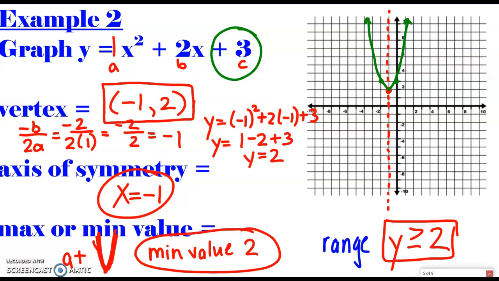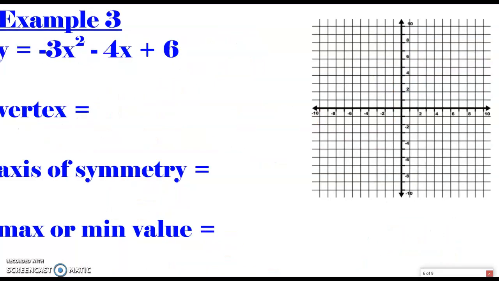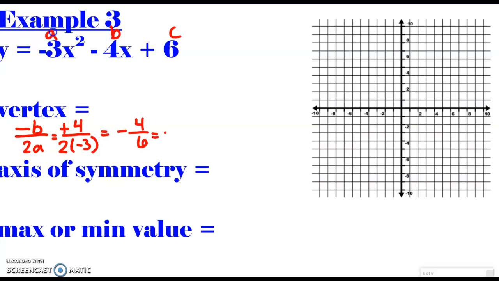All right, one more. This one is not so pretty. So we can see we've got A, B, C. So vertex is going to be negative B over 2A always. So here, negative 4 makes it positive 4, over 2 times A, which is negative 3. So we have 4 over negative 6, which is negative 2/3. Ew. But it happens. Life ain't always pretty. So the vertex x-coordinate is negative 2/3.